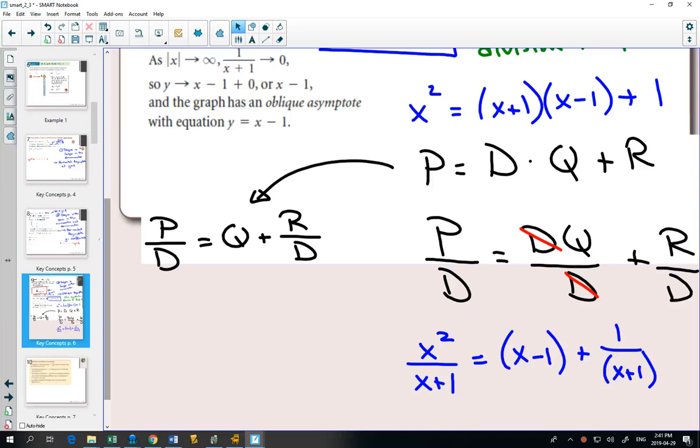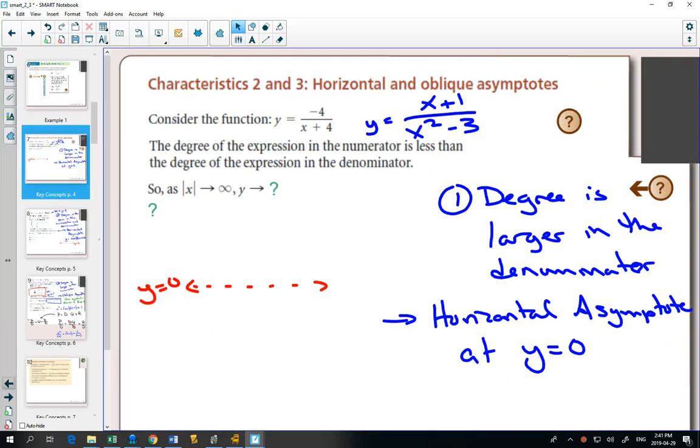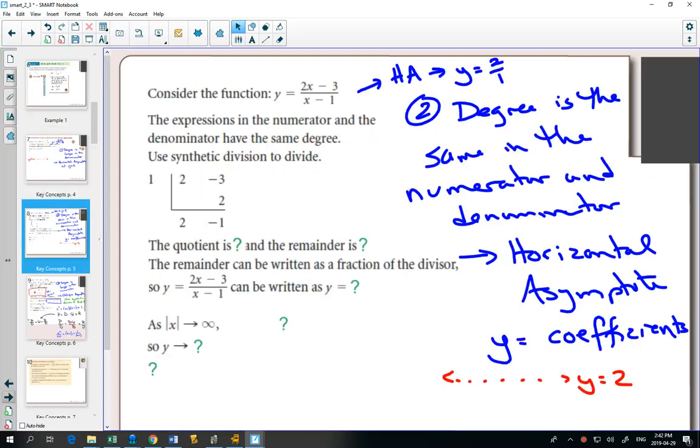So we have three situations. To recap them. Situation number one, the degree is larger in your denominator. You recognize that, boom, you've got a horizontal asymptote at y equals 0. Situation number two, the degree is the same. Then you've got a horizontal asymptote, and it will always be at the coefficients of the highest degree. So in this one, it was 2x minus 3 over x minus 1. Your horizontal asymptote is going to be at 2.